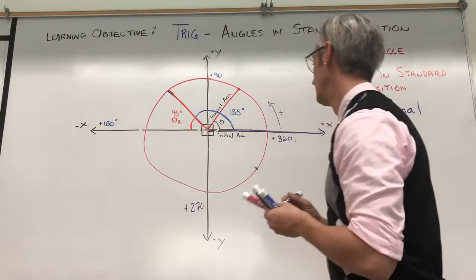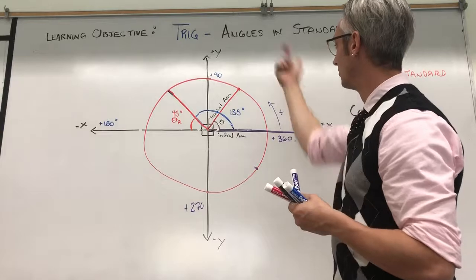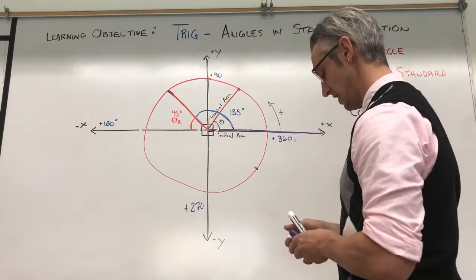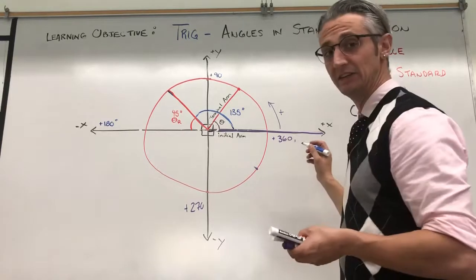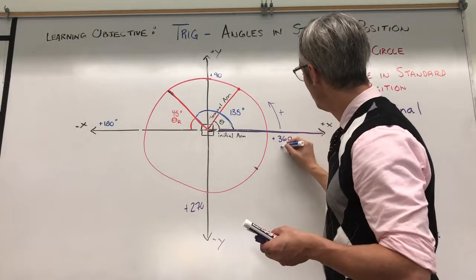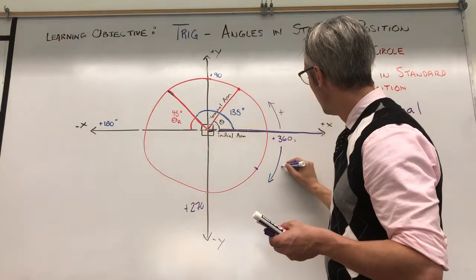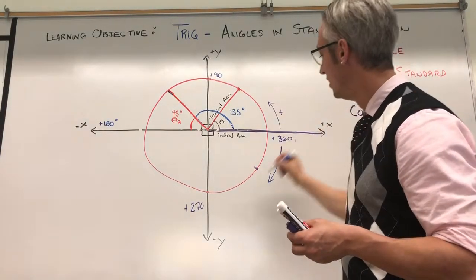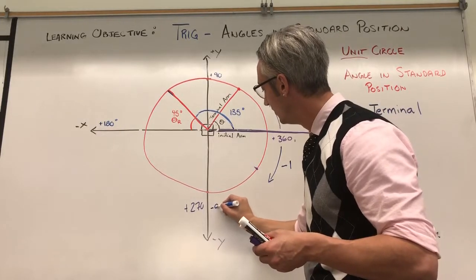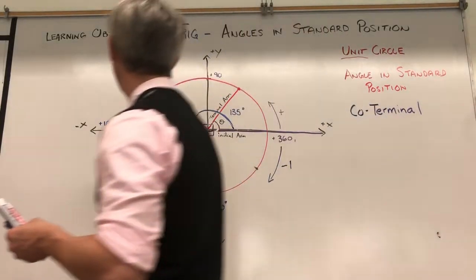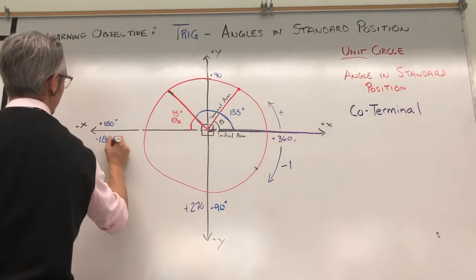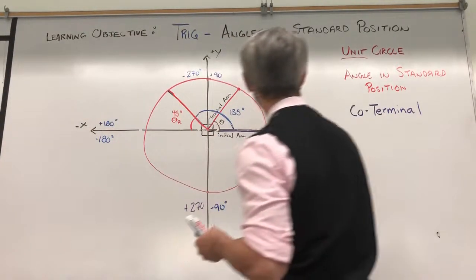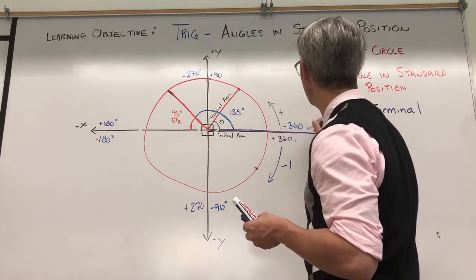That's 180. So moving counterclockwise is positive, but we also can count angles negatively. If I'm moving in this direction, my angles count negatively. So we start at 0. Instead of positive 270, this would be negative 90. This would also be negative 180 degrees. This would be negative 270. And then this would be negative 360.